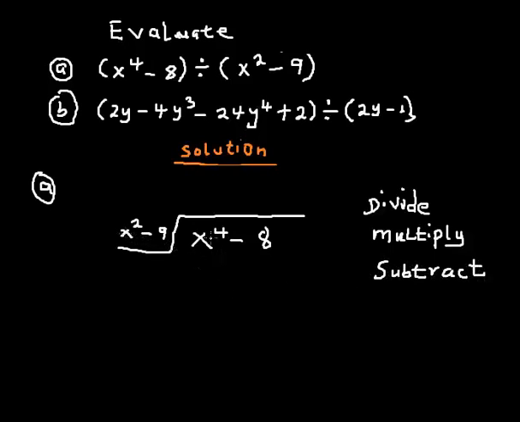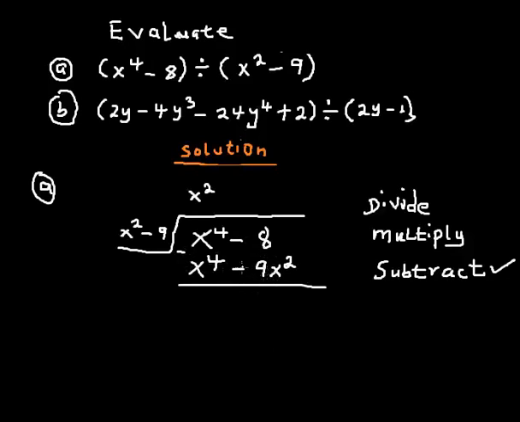x raised to the power 4 divided by x raised to the power 2 gives me x squared. Then I multiply. x squared multiplied by x squared gives x raised to the power 4. x squared multiplied by minus 9 gives minus 9x squared. Then I subtract. x raised to the power 4 minus x raised to the power 4 is 0. That has been eliminated. I'm left with minus 8, which doesn't have any like term, so that's minus 8 minus 0. That gives me minus 8.